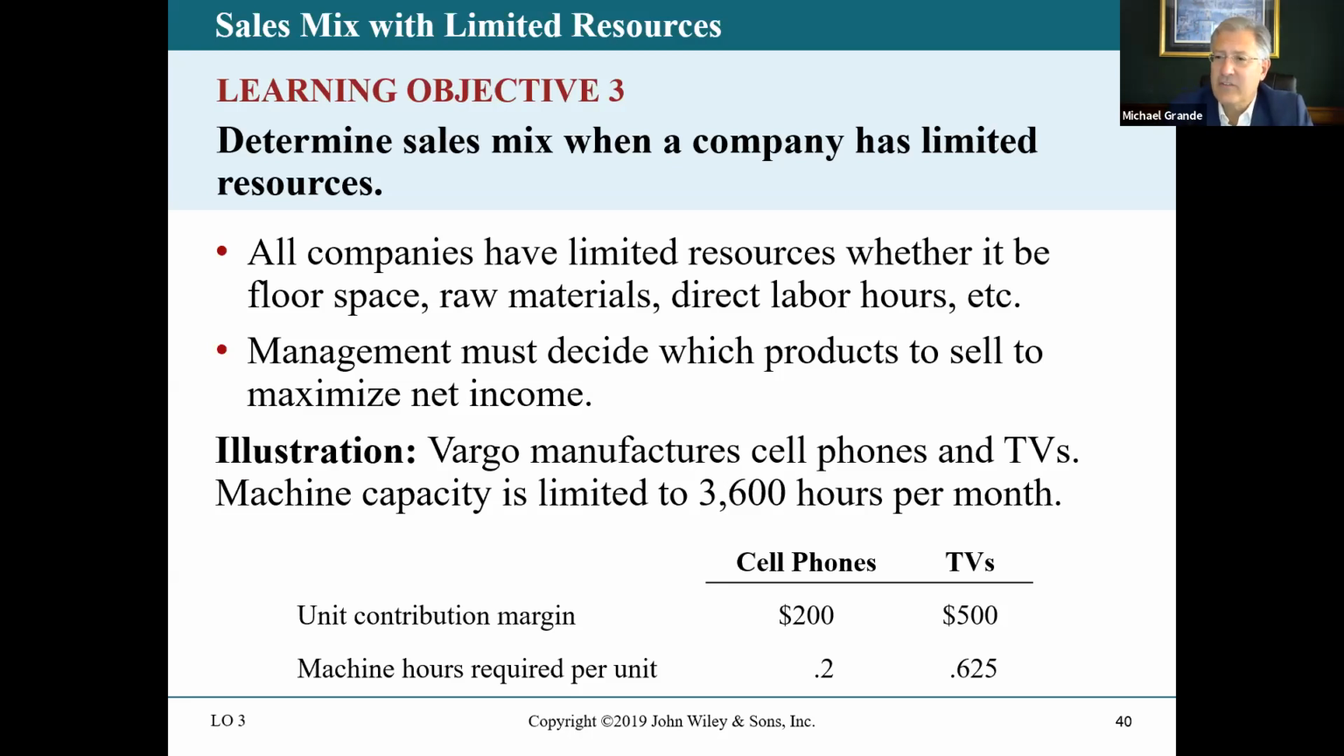Vargo manufactures cell phones and TVs. Machine capacity is limited to 3,600 hours per month. So we've now provided you with the contribution margin per unit for cell phones and TVs. And we're also telling you the number of machine hours required per unit.